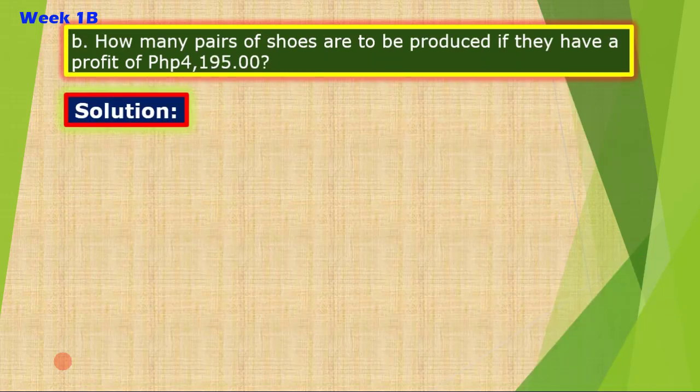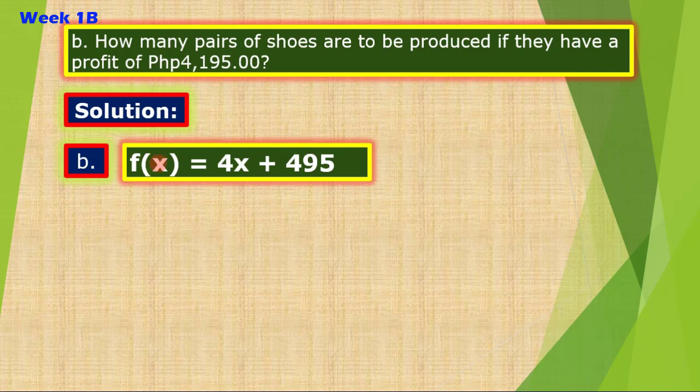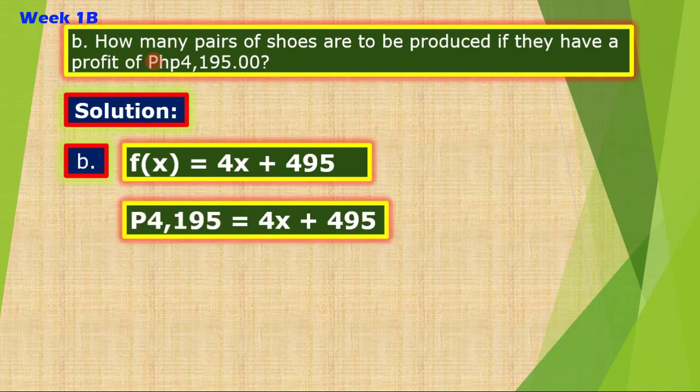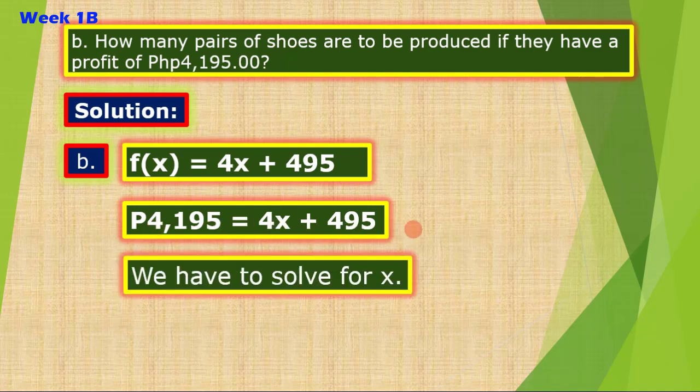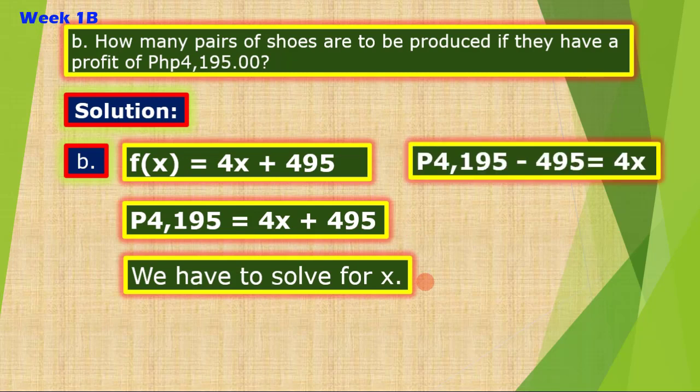Moving on to letter B, solution. We have the same function, the profit function, and in this case, the profit is given. And we are to solve for the number of pairs of shoes to be produced in order to attain this profit of 4,195. So we equate f of x equals the given profit, and this is equal to 4x plus 495. We have to solve for x. So we have to transpose 495 to the left-hand side of the equation.